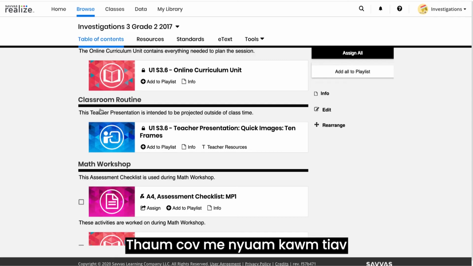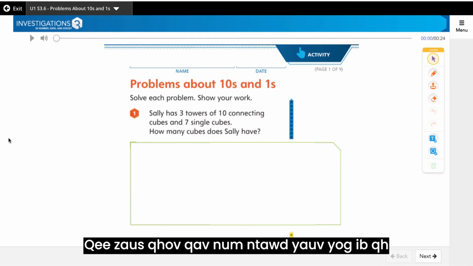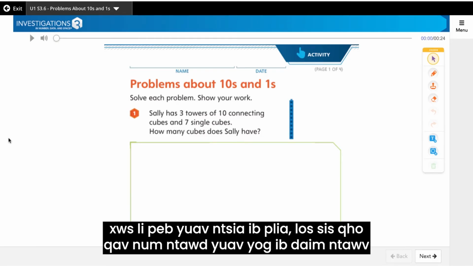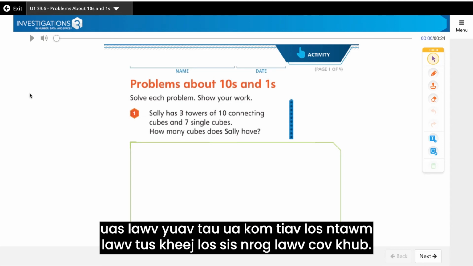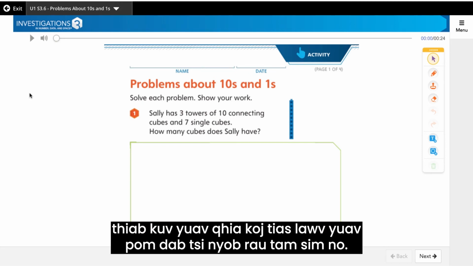Once the children have finished that classroom routine, then they usually work on an activity. Sometimes that activity is a game, like we'll take a look at in a moment, or that activity might be a worksheet that they're completing by themselves or with partners. Everything that you see today will be in print, or they can get online and look at that Savvas Realize website. And I'll show you what they see in a moment.